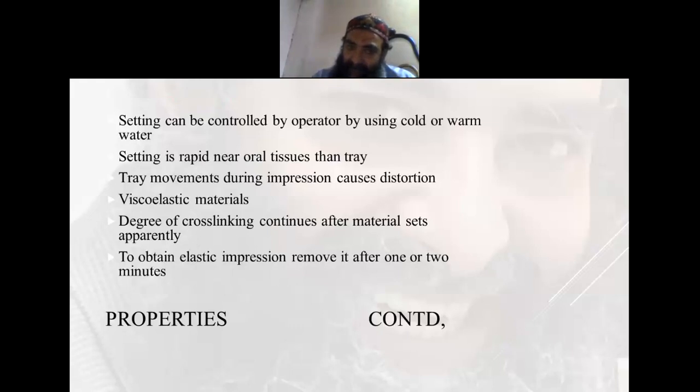In agar, if we provide some movements to the tray, no distortion may occur. But if we move the tray or give a movement to the tray during impression, then our impression will be distorted. Now viscoelastic material acts like a shock absorber.